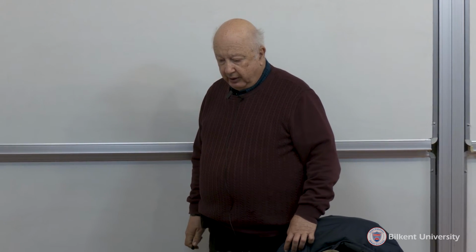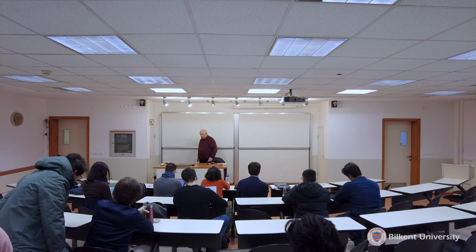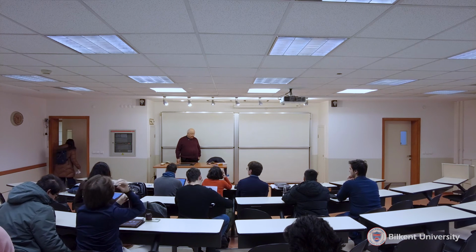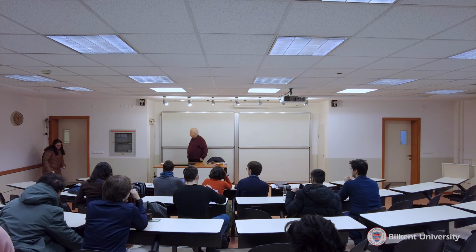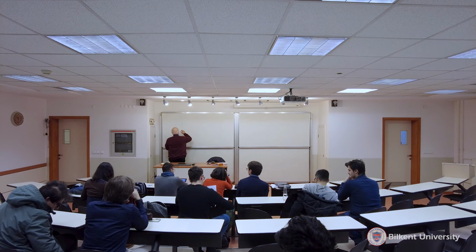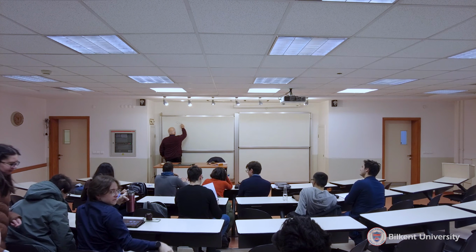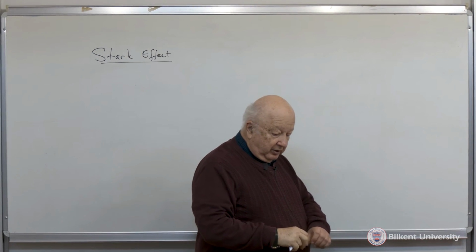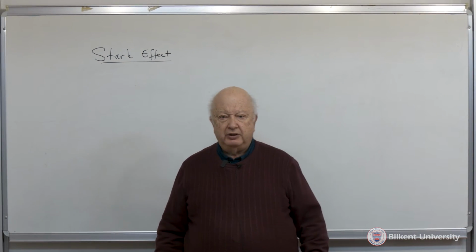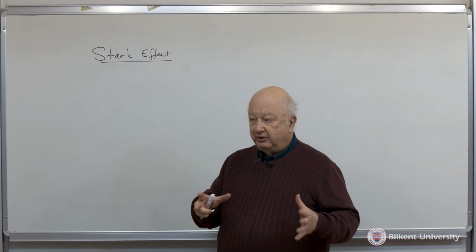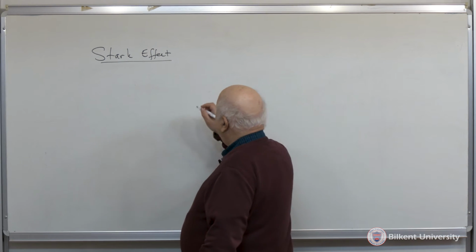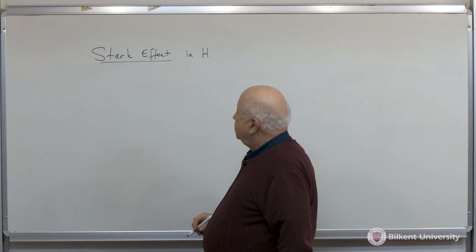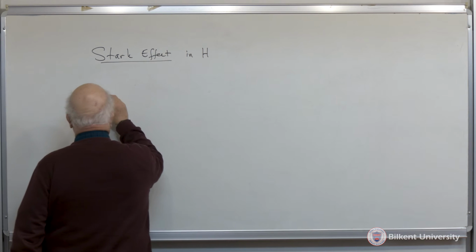Okay, so the first problem that I am going to discuss is going to be the effect of the electric field on the hydrogen atom. Okay, so this is called the Stark effect. What you do is you apply an electric field to the system. We looked at this in idealized conditions like particle in a box and such things. Now we are going to look at what happens in hydrogen. Okay, so this is the effect of an electric field.